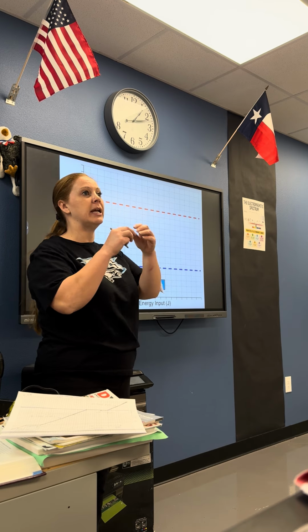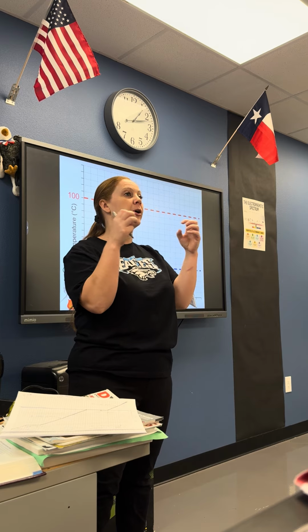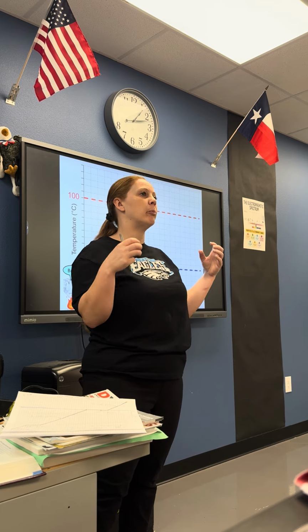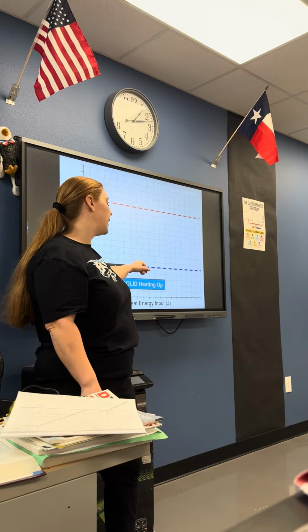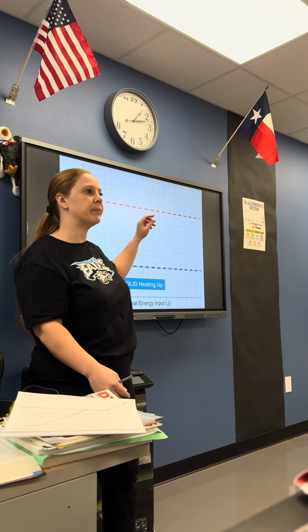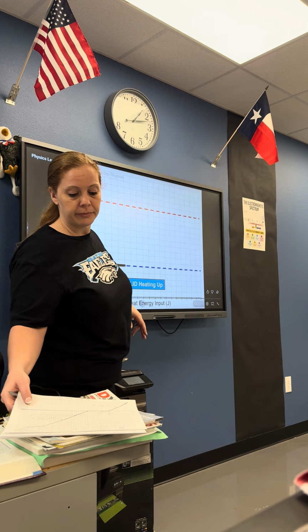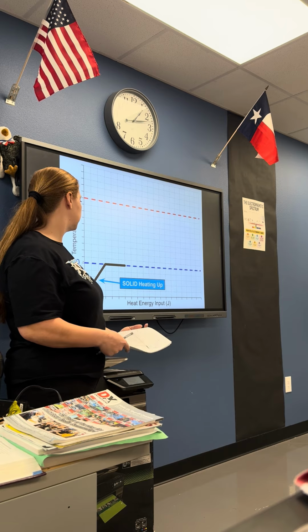The plateau line is while it's waiting for all of the solid pieces to break apart, for those molecules to start moving around again and become more of a liquid state. So this is waiting for all of the molecules to collectively come to the same state of matter. Keep adding heat energy, and yet there will be no increase in temperature for a little while.